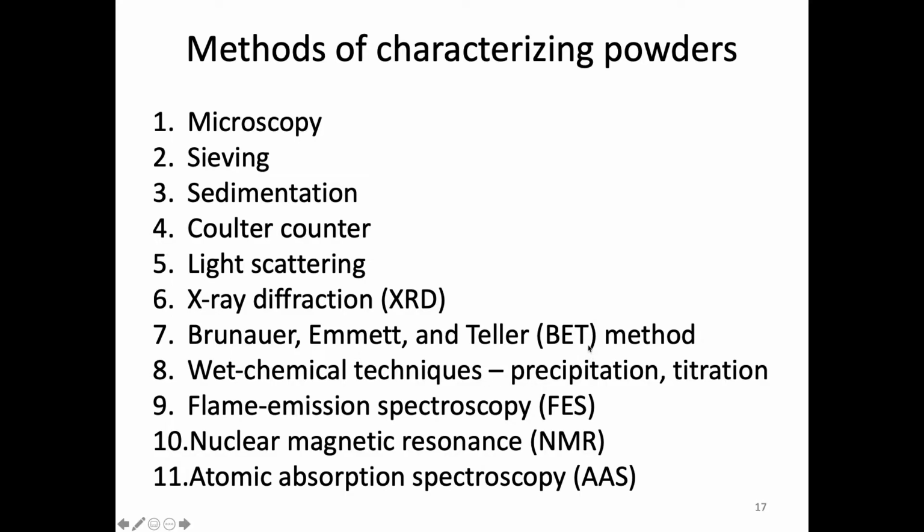BET is another method, similar, but it tells us about surface area. And then some of these others tell us about composition. So, wet chemical techniques can tell us about composition. Same thing as flame emission or NMR and AAS.